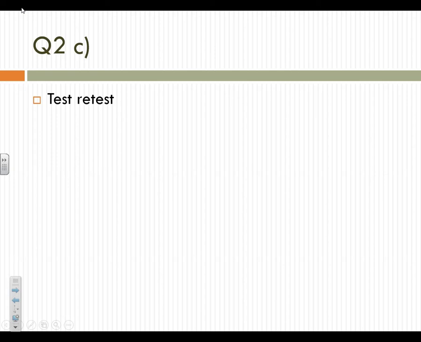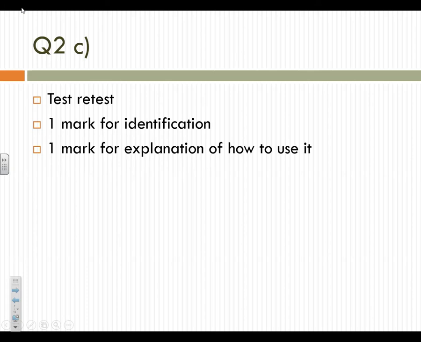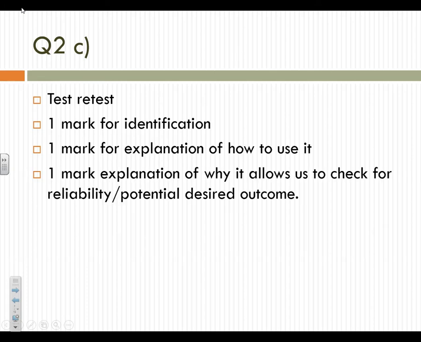2C, test, retest. You get 1 mark for identifying test, retest. I'll be generous because technically on the mark scheme it's a little less flexible than that, but I think you deserve one for test, retest. 1 mark for an explanation of how it's used, and 1 mark for an explanation of why it allows us to check for reliability, or if there's a potential desired outcome, but really it's all about checking for reliability. No marks if it's not contextualized.